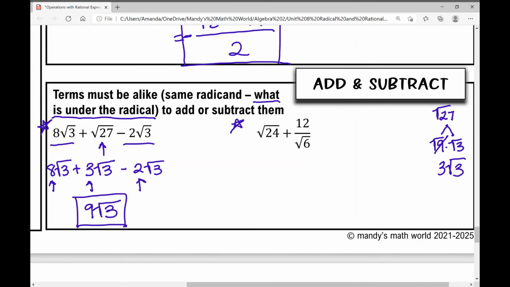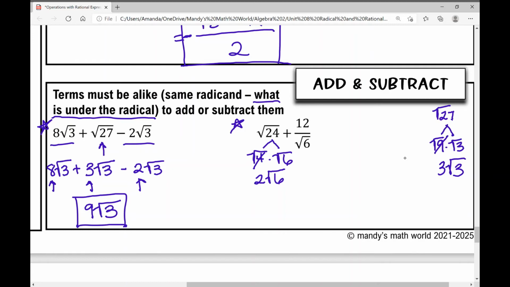Root 24 plus 12 over the square root of 6. So let's first simplify, because obviously looking at this, I see no way that we can add them because they're not like terms. Well, let's see if we can put them in like terms. So the square root of 24 breaks down into the biggest perfect square that goes into 24 is 4. So the square root of 4 times the square root of 6. Square root of 4 is 2.